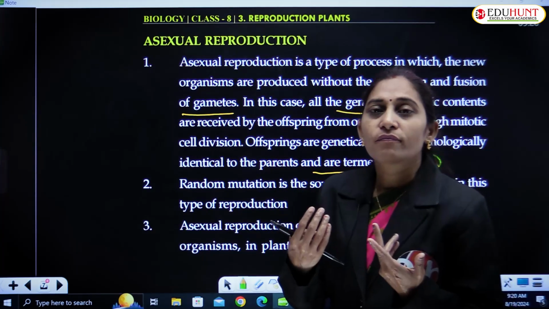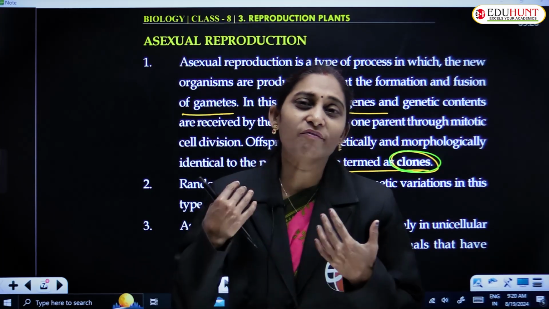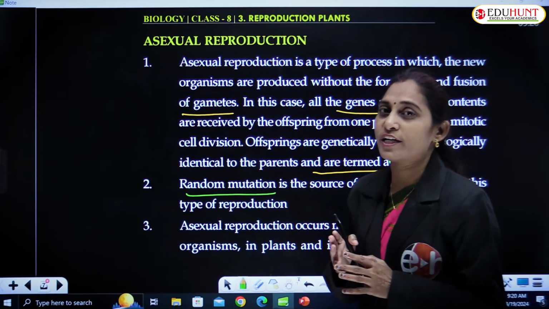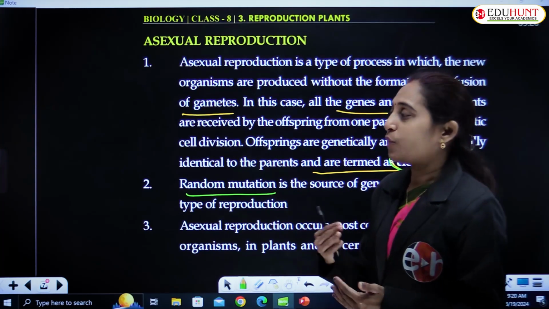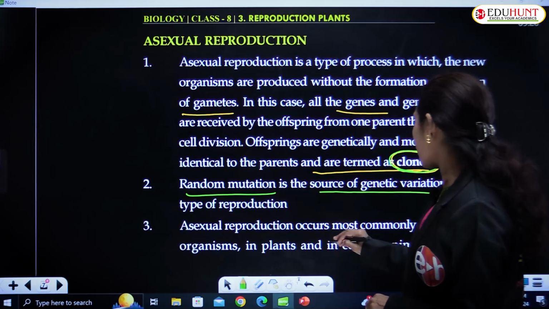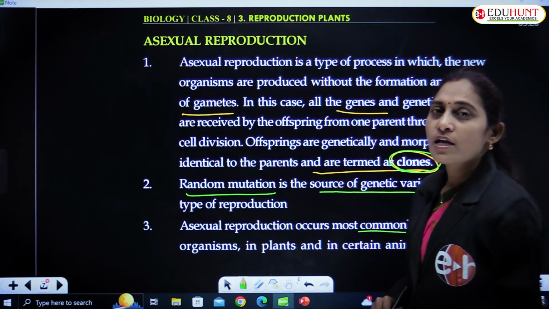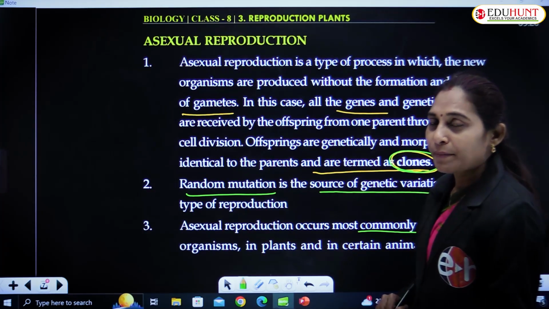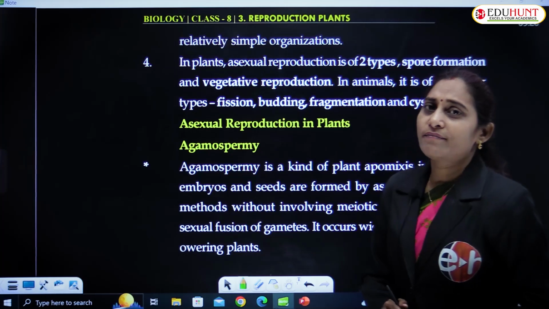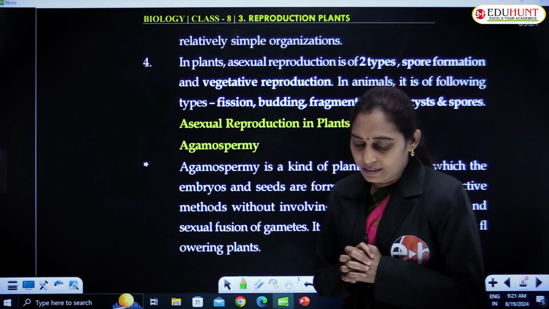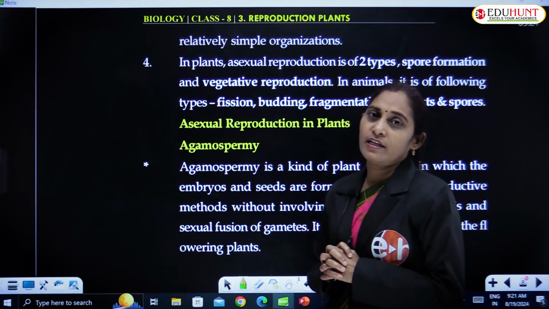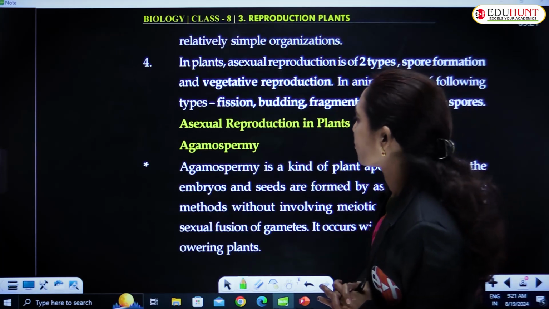And if we find any change in the genetic material or any variation in the progeny, that happens only because of random mutation, that is change in the genetic material randomly, that results in variation. That is the only source of genetic variation in this type of reproduction, and this occurs most commonly in unicellular organisms like protozoa, bacteria, paramecium, amoeba, and even in plants also, and in certain animals that have relatively simple organization. That is, these are evolutionarily primitive in nature. The organisms which are evolutionarily primitive definitely reproduce through asexual mode only.